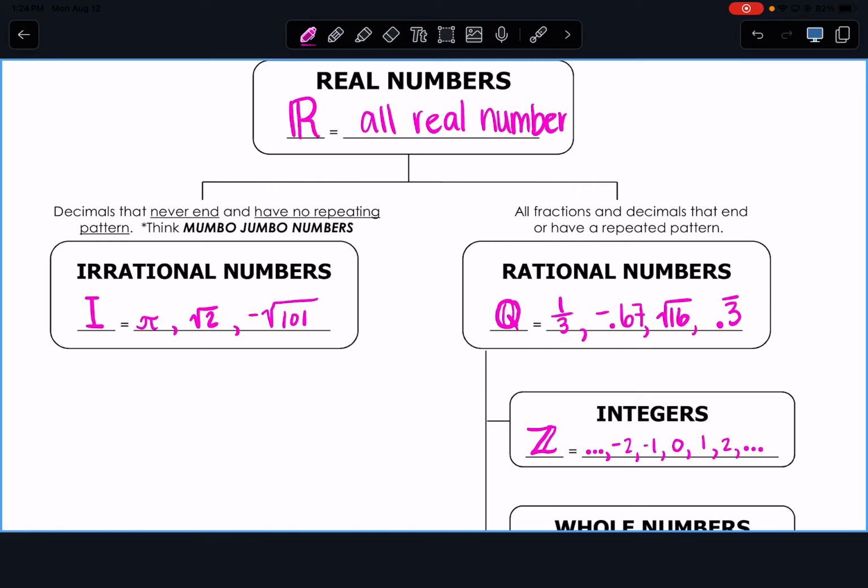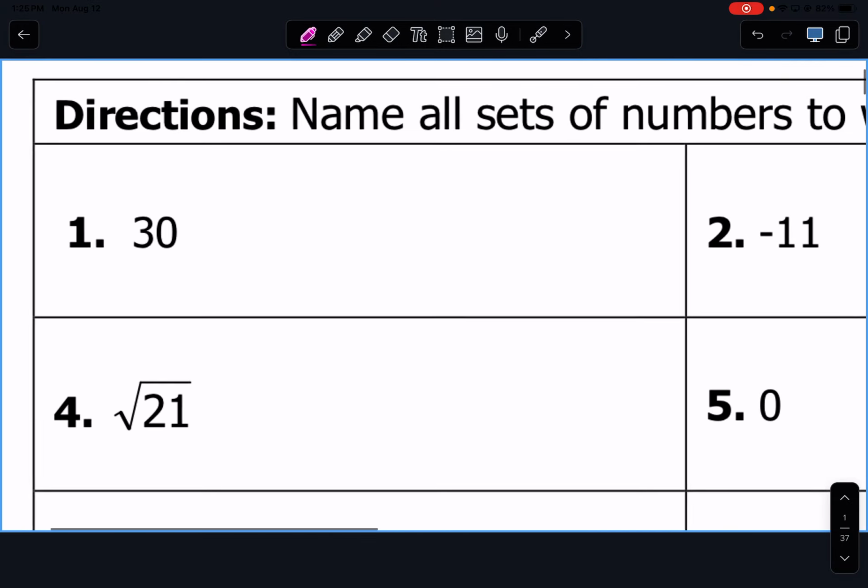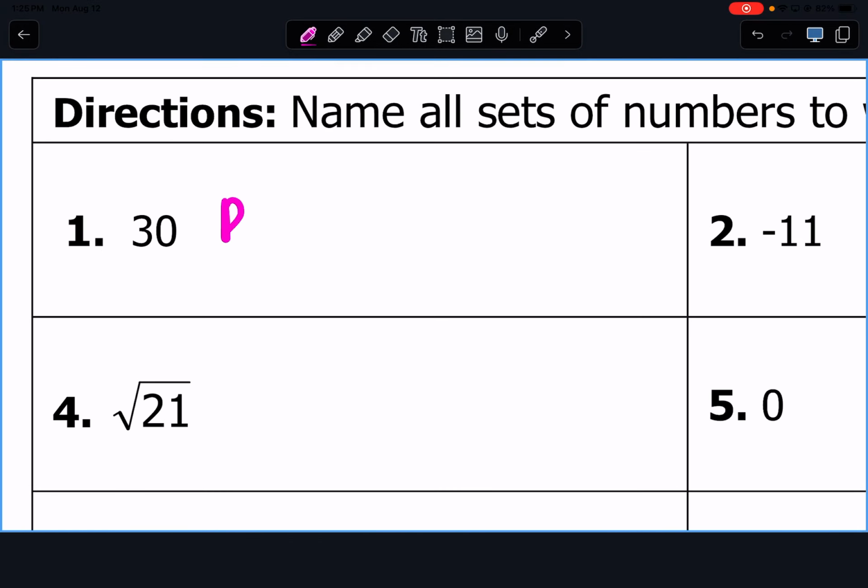So our first question down there at the bottom is 30. What all is 30? Is 30 real? Yes. Okay. Is 30 irrational or rational? Rational. So far for 30, we have real, we have rational. Is 30 an integer? Yes. Is 30 whole? Yes. Is it natural? Yes.